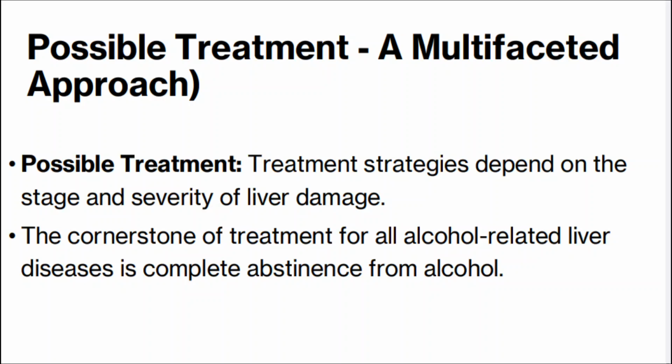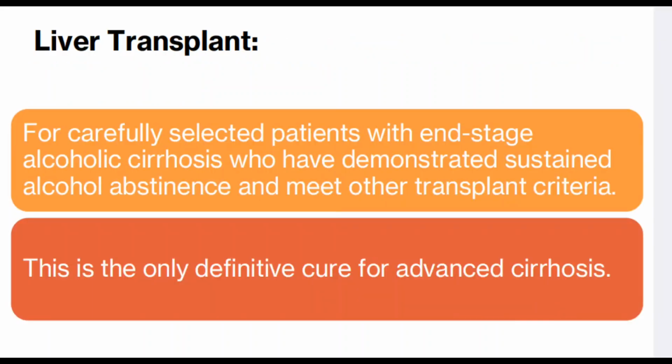Possible treatment strategies depend on the stage and severity of the liver damage. The constant of the treatment for all alcohol related liver diseases is complete abstinence from alcohol. Liver transplant: for carefully selected patients with end stage alcoholic cirrhosis who have demonstrated sustained alcohol abstinence and meet other transplant criteria. This is the only definitive cure for advanced cirrhosis.